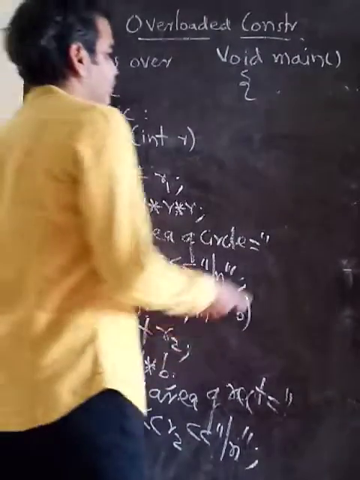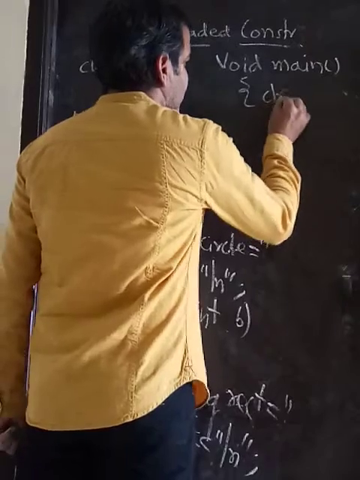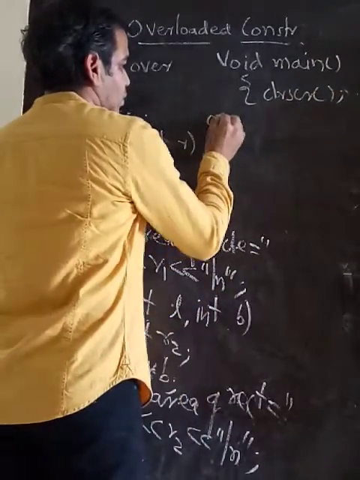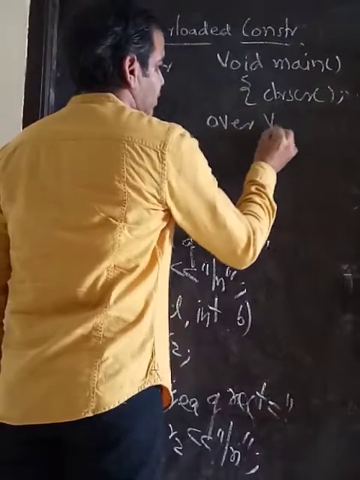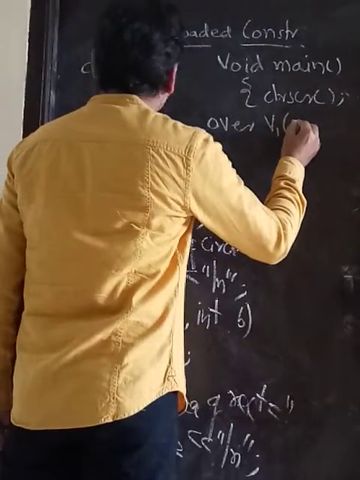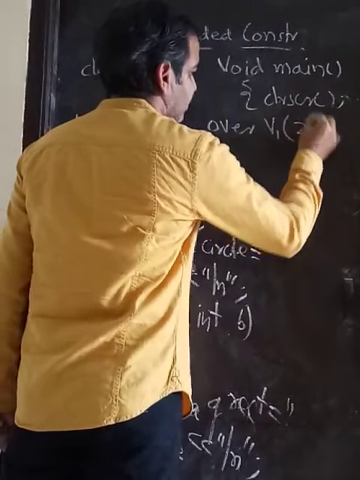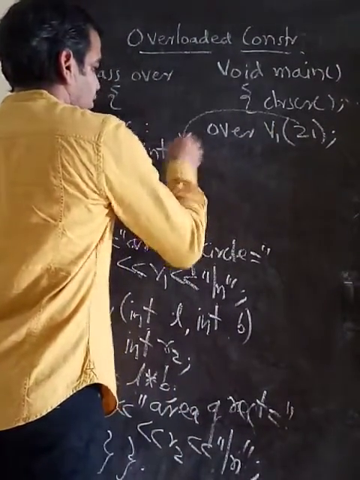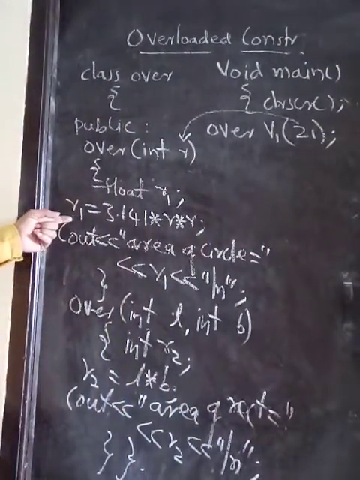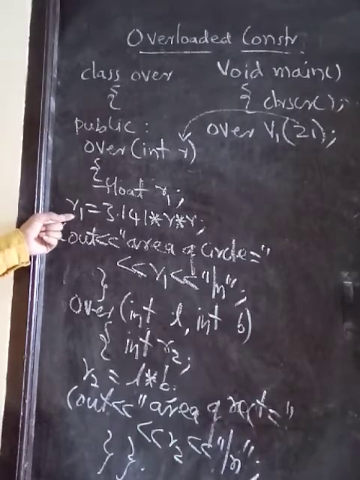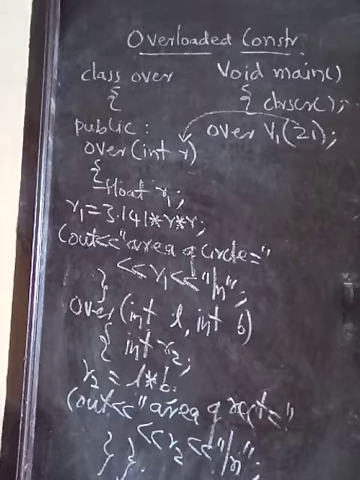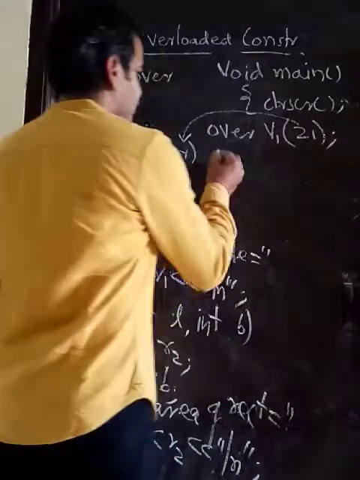Now I am creating the first object, V1. I am passing 21 first. So the 21 value will be received by R. It will receive it as a radius, perform the area of a circle, and display it. Okay.